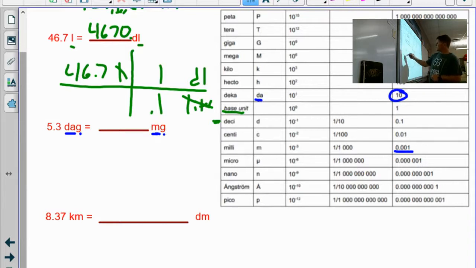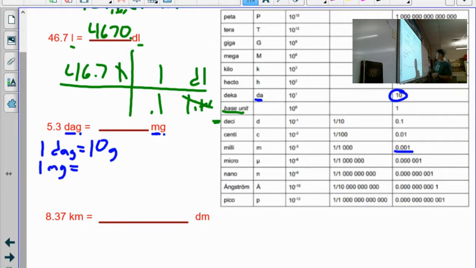So I can write my equivalencies first. I'm going to start off with decagram. I'm going to say 1 decagram is equal to, and if I come over here, it's equal to 10 grams. And then I'm going to say 1 milligram is equal to 0.001 grams. So when I write this out, and I'm kind of running out of room over here, so I'm going to do it right here. I'm going to have 5.3 decagrams.